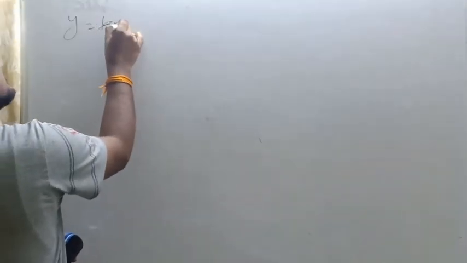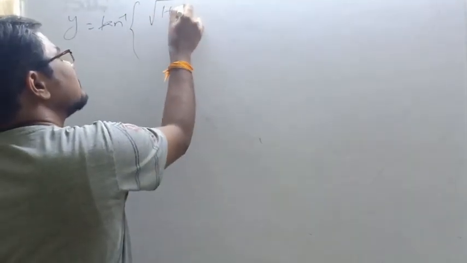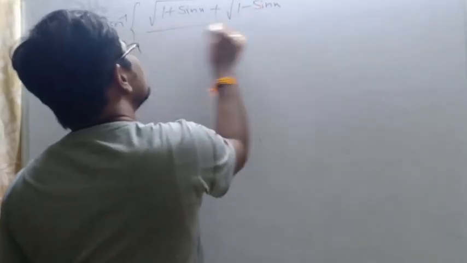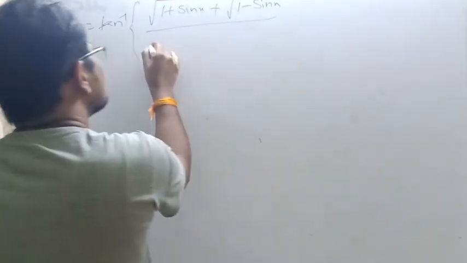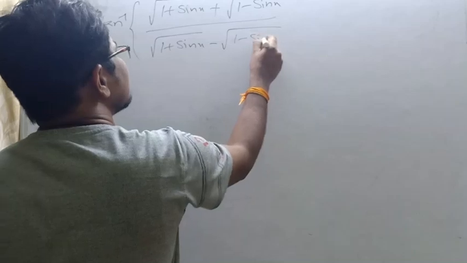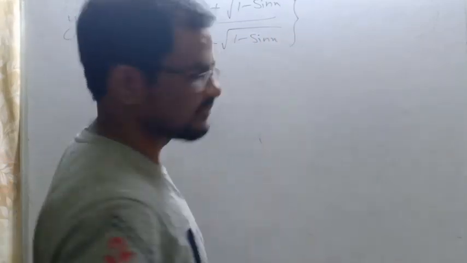I will take one more problem. y equal to tan inverse of root of 1 plus sin x plus root of 1 minus sin x, whole divided by root of 1 plus sin x minus root of 1 minus sin x. This is our problem, right?